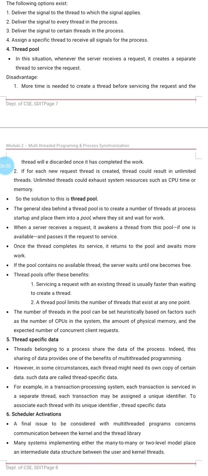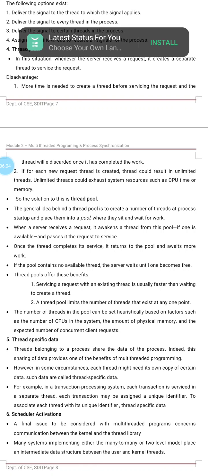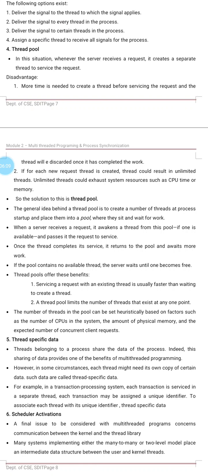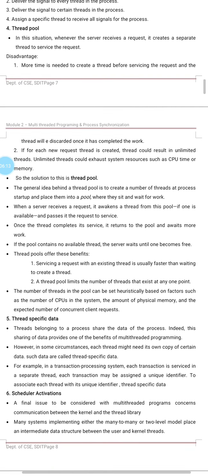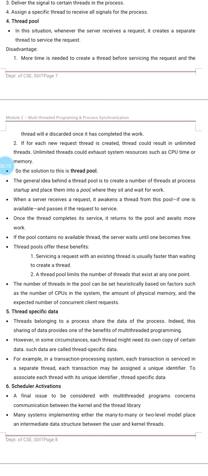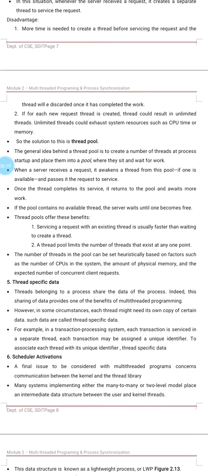When a server receives a request, it directly takes a thread from this pool if one is available and tells the thread what it has to do. Once the thread completes its task, it returns to the pool and waits for another task. If there are no threads available in the pool, then the server has to wait until it gets a thread. Thread pool offers some benefits.